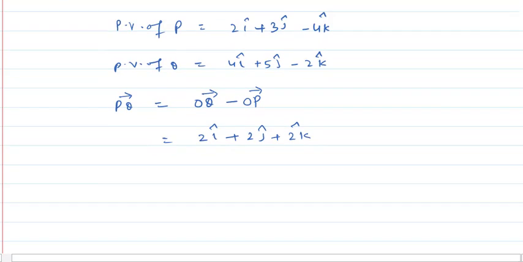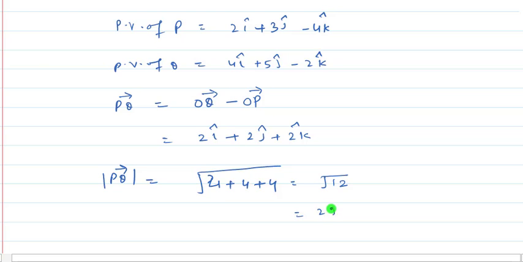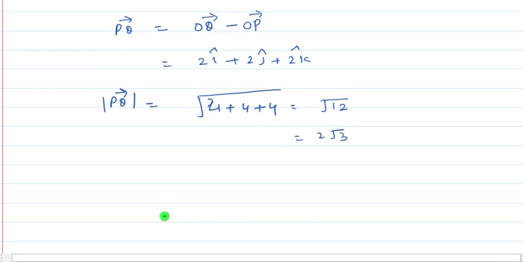Next we need to calculate the unit vector. As we know, the unit vector of a vector is the vector upon its magnitude. So we need to calculate the magnitude of PQ as well. And we know that the magnitude is 2 square plus 2 square plus 2 square, and the root of it. So I can write it as 4 plus 4 plus 4, square root of 12, or we can say 2 root 3. So this is the magnitude of PQ.